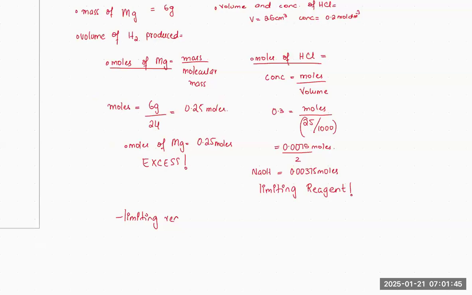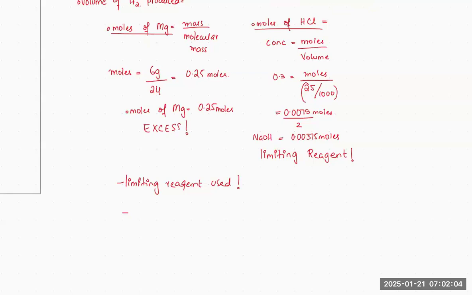So the moles of HCl are 0.00375. So now we will simply use the mole ratio and find the volume of hydrogen gas. To find the volume of hydrogen gas, we will use the formula moles equals volume over 24 dm cube. The moles are 0.00375.